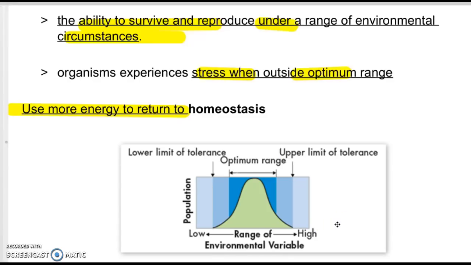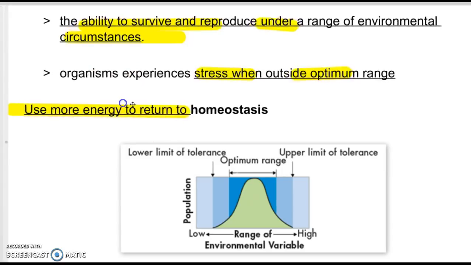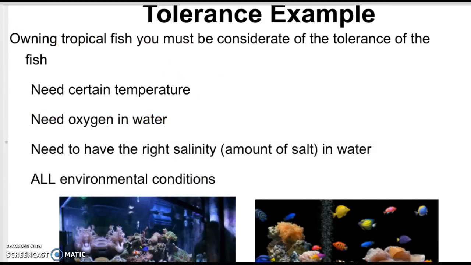So remember, homeostasis is to maintain an internal constant environment. And so the more energy they need to maintain homeostasis, the more stressed out they can be. So they have to be in their optimum range.